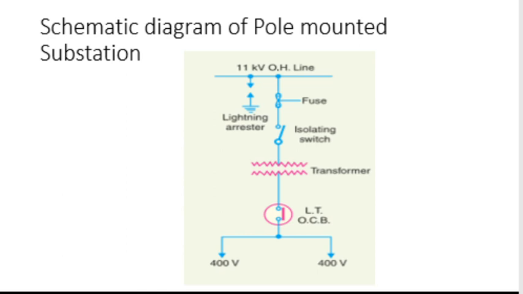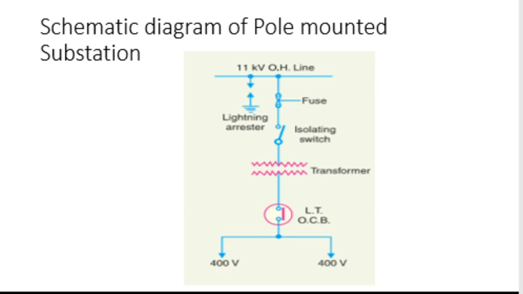So now the big question coming to my mind, and that should also come to your mind, is that on the primary side we have a fuse as a protective device, and on the secondary side we have the LT OCB as a protective device. Why is it so? The reason is that on the primary side the voltage will be high.